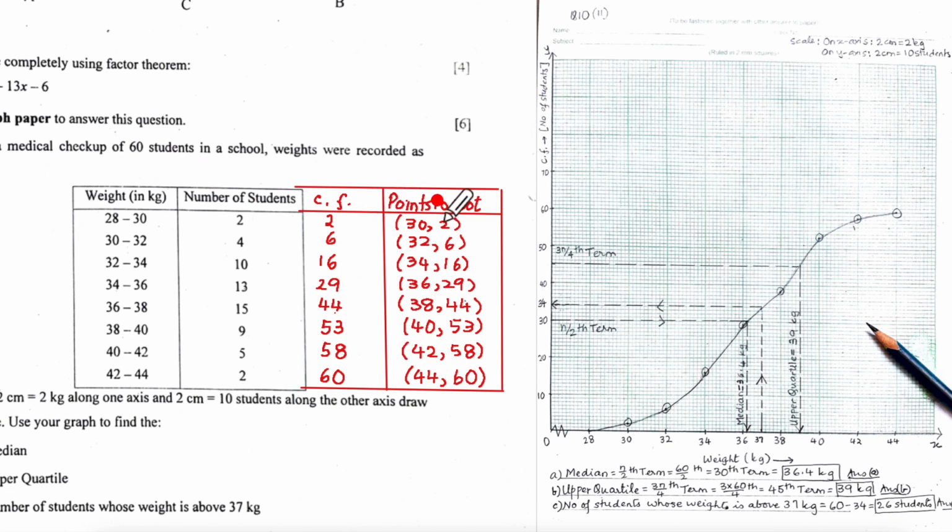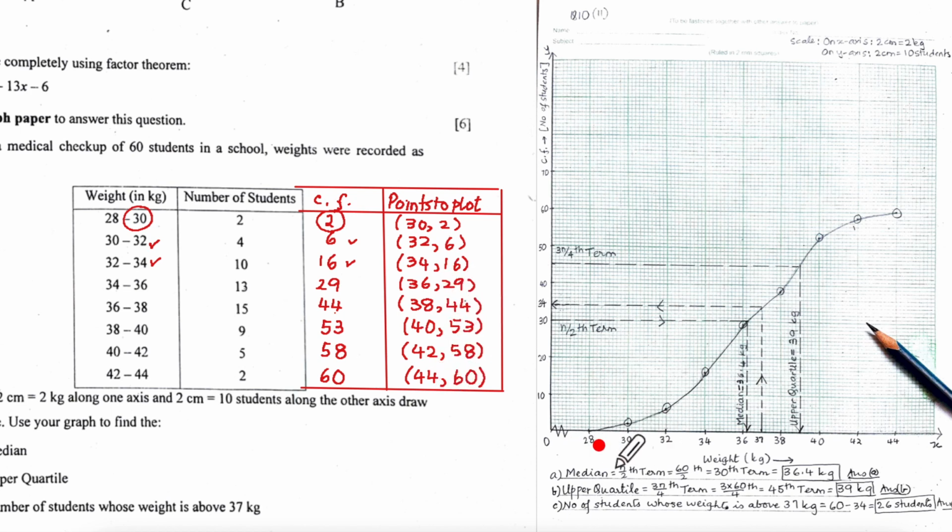So on our answer sheet, we should have this column, then this column, then the third column will be of cumulative frequency, that is this. The points to plot will be the upper limit of the first interval and the cumulative frequency. So 30, 2, the next one will be 32, 6, then 34, 16. Can you see how I have written them down?